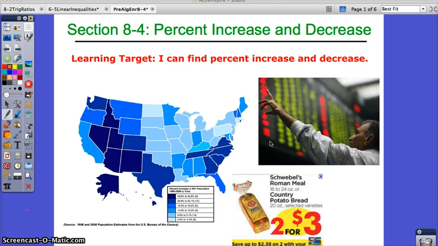So percents are really applicable in a lot of places in your life, and one aspect of percents is focusing on how much the item changed. What percent did it increase or decrease by? So copy down your target and let's get into this.